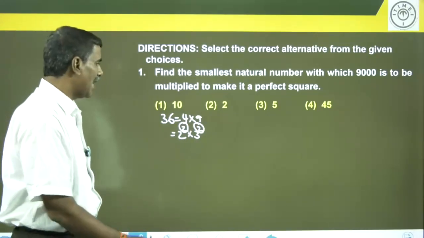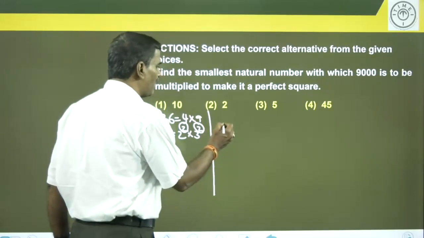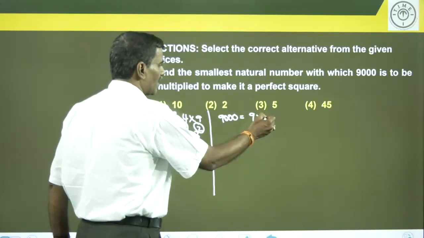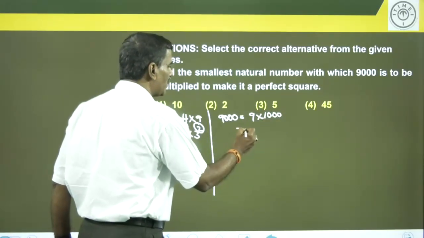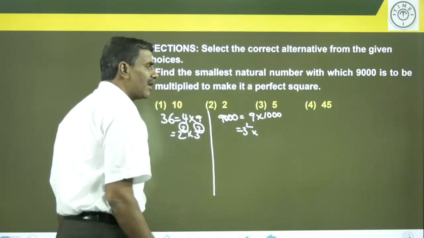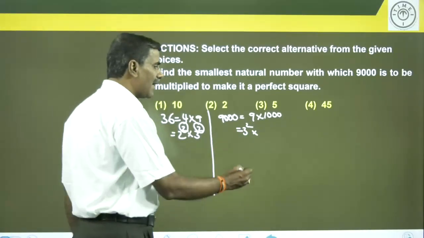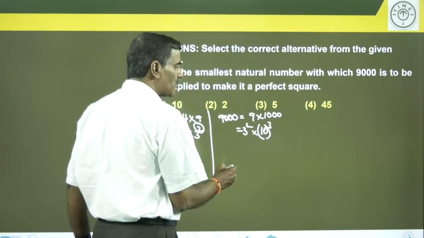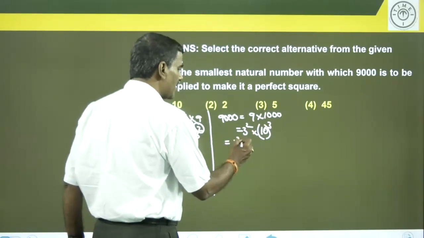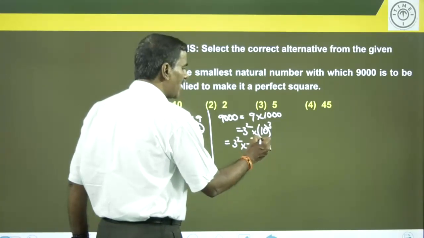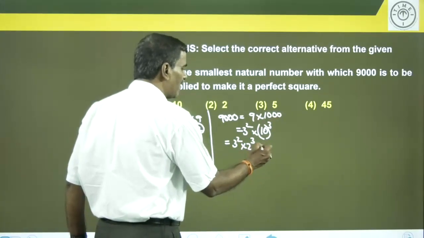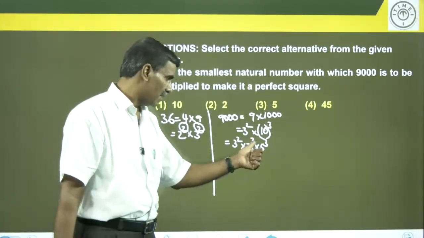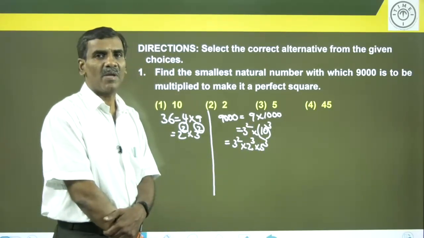So same way 9000, if we write it as product of prime factors, the easiest way is what we can say 9 into 1000. 9 manam further we can write it as 3 into 3, 3 square. 1000 is basically what? 10 cube. 10 cube we can write it as what further? 10 we can write it as 2 into 5. So what we can say is it's basically 3 square into 2 cube into 5 cube. Further we can write this one as, right?